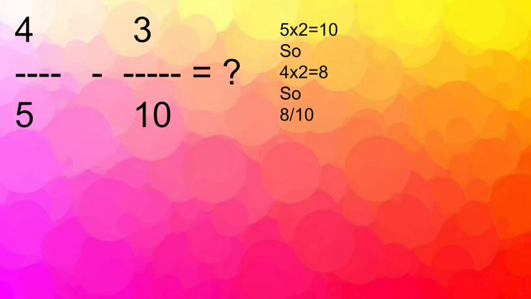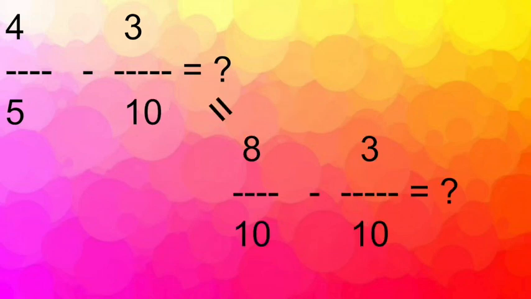So first we need to get the 5 to 10. So we times 5 by 2. So that means that we have to times the 4 by 2 too. So then we get 8/10. Once we got 8/10, it turns into that.